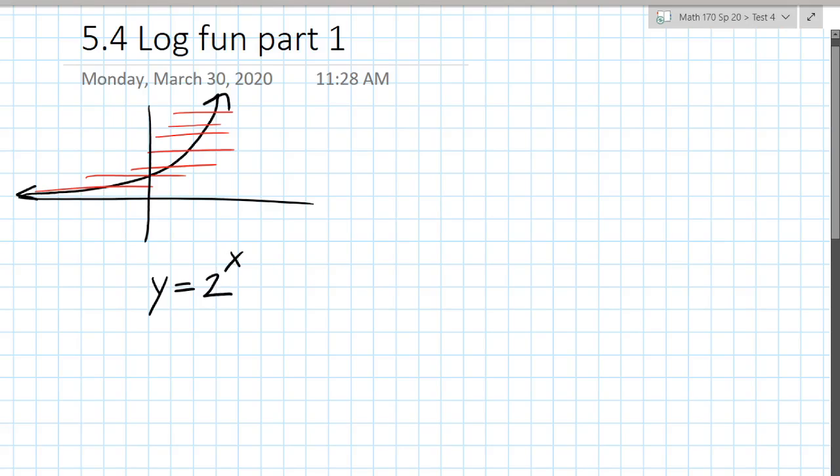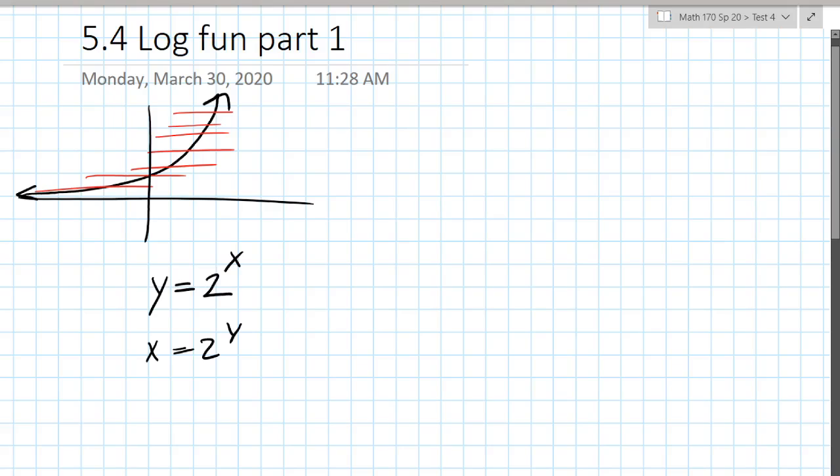Step 0 is check to make sure it's one-to-one. It is one-to-one. Step 1 is swap out the x's and y's. And step 2 is to solve for y. But how do we solve for y when y is in the exponent right here? Well, the answer is we have to use a logarithmic function.